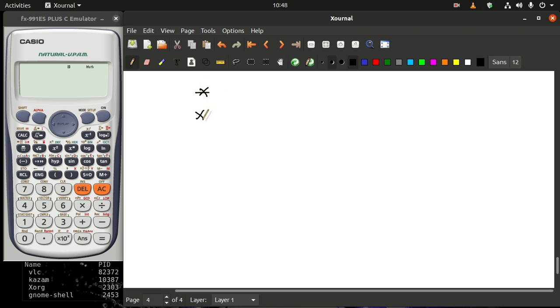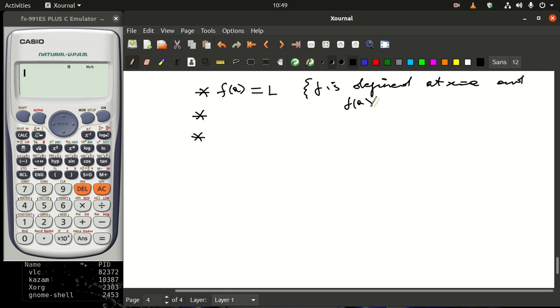For continuity to actually happen, these are the 3 things that are important. First, f of a must be equal to some value L, which means f is defined at x is equal to a. In other words, a must be part of the domain of f, and f of a must be equal to some value L. That's what is important here for this function to be continuous at that point.